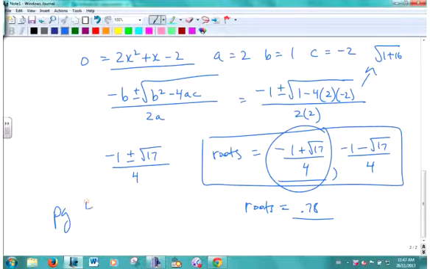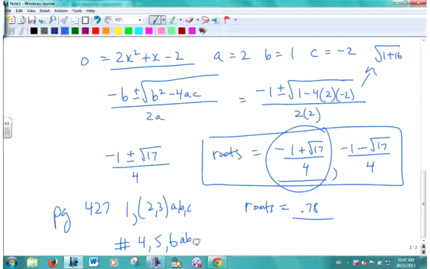Alright, so page 427, we did 1, 2, and 3 A, B, C yesterday. Today we're going to add 4, 5, 6, just A, B, and number 10 you can do with a graphing calculator. All of these guys, you better use quadratic formula, okay? Or you won't be able to get the marks on the test.